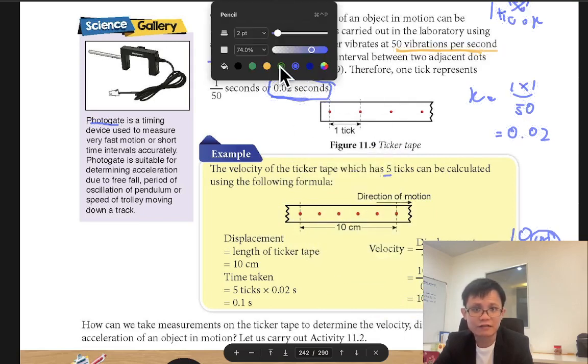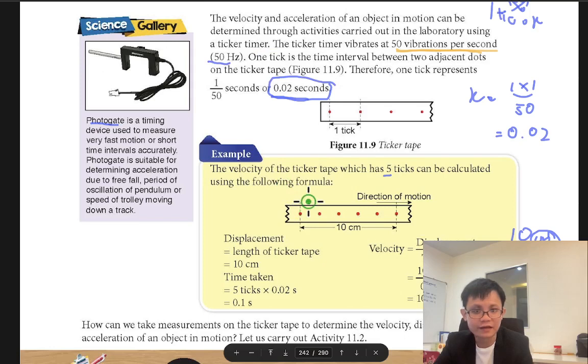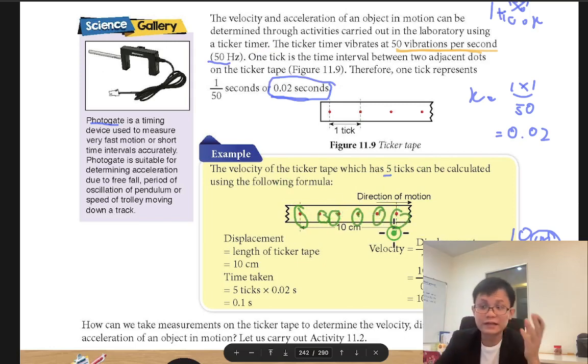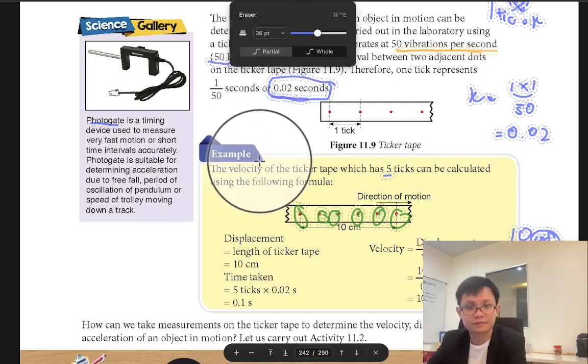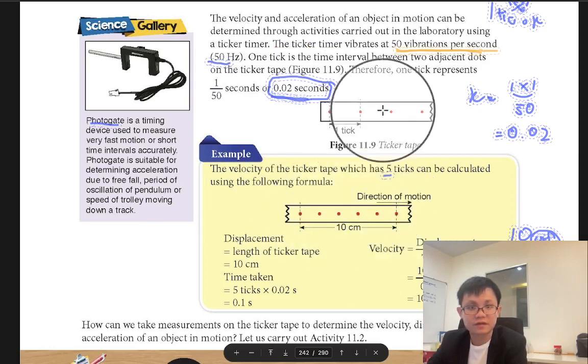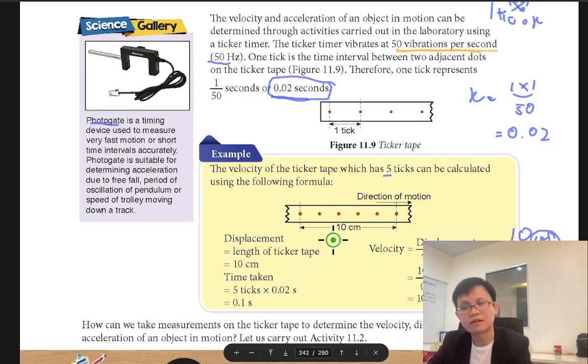Okay, so the student mistake is usually here. If I ask you to calculate how many ticks here, the student says 1 tick, 2 tick, 3 tick, 4 tick, 5 tick, 6 tick. If the student counts 6 ticks, then you will get your answer wrong. You get what I mean or not? You cannot count the first dot. You can see from this question it is only 5 ticks, because 1 tick means 0.02 second.